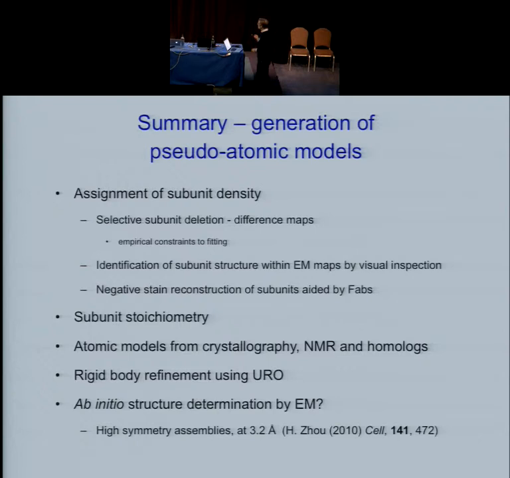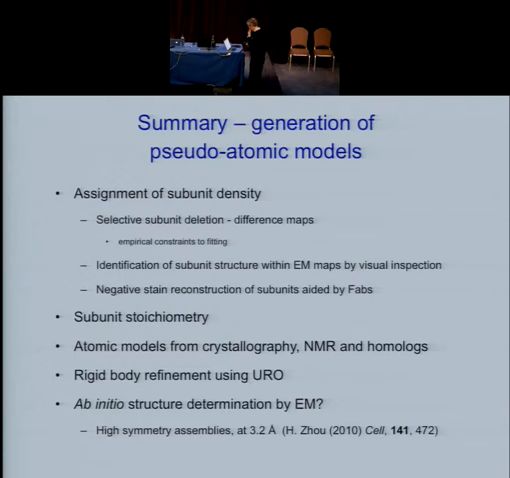This has the advantage of providing empirical constraints to fitting, so it allows you to determine exactly the position of the whole subunit within the EM map, but also gives you information about the molecular boundaries of the structure and its overall conformation. But the problem with this method is that it relies upon the ability to generate subcomplexes once you've deleted a particular subunit, and that's not always the case for all subunits of any large complex.